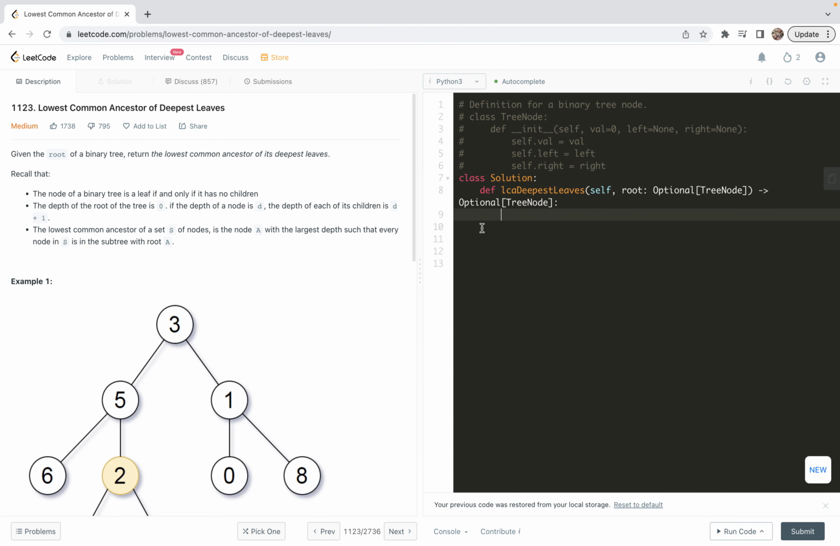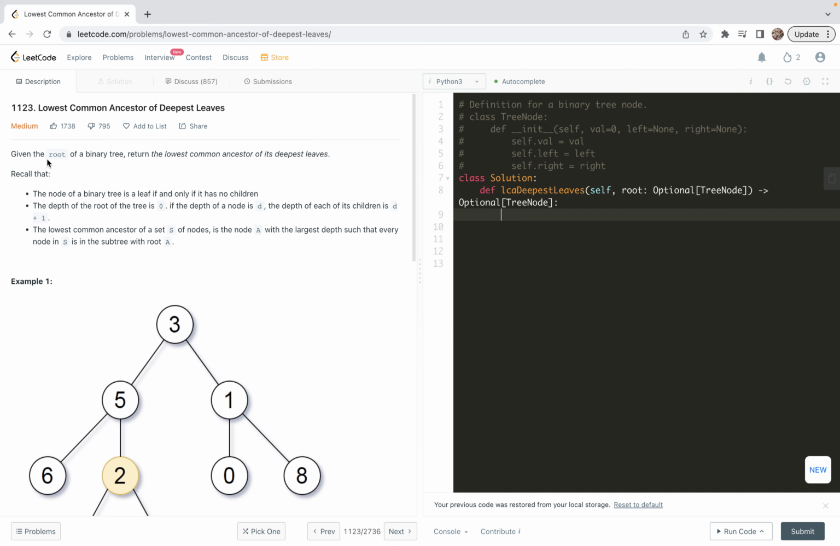Let's have a look at problem 1123. Lowest common ancestor of deepest leaves. In this video, we're going to provide a solution based on traversal, and in between, we're going to use recursion.